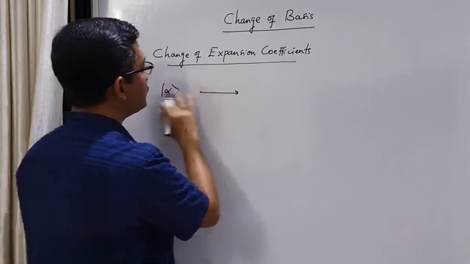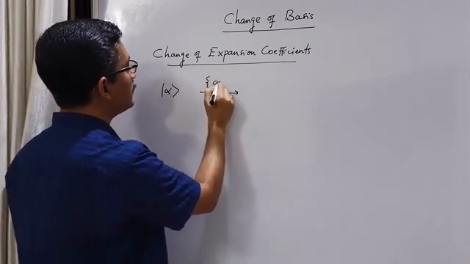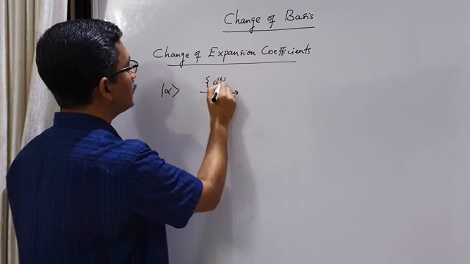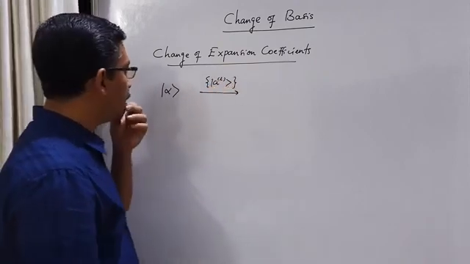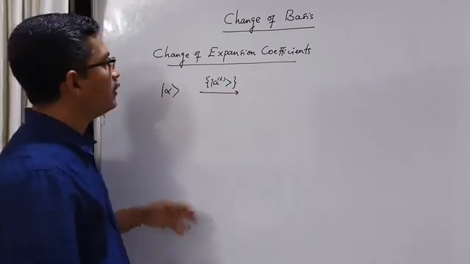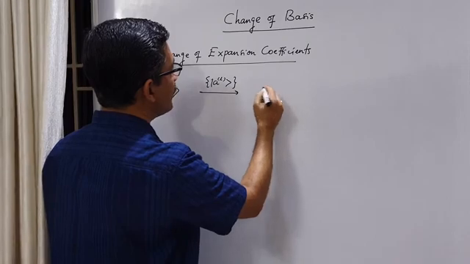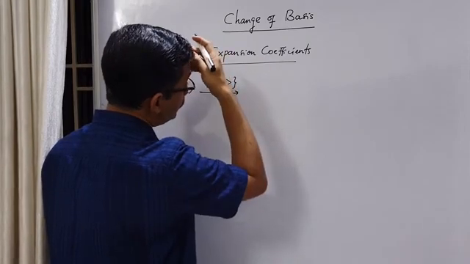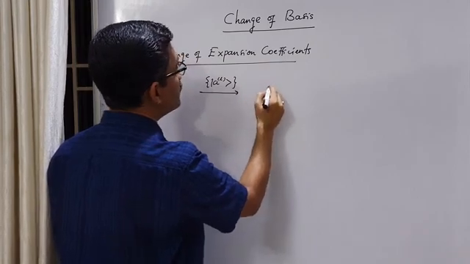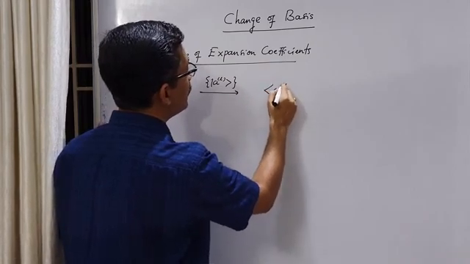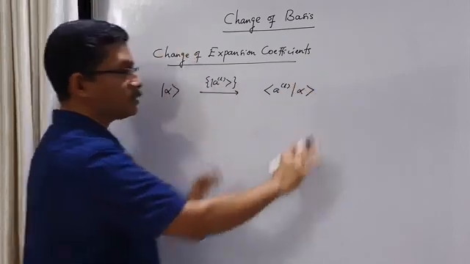Now, if you express this ket in terms of the basis, let us say ket A_L, then we can expand it in terms of A_L. Then the expansion coefficients will be, what will be each expansion coefficient? Something like this: bra vector A_L, ket alpha. This will be the expansion coefficient.